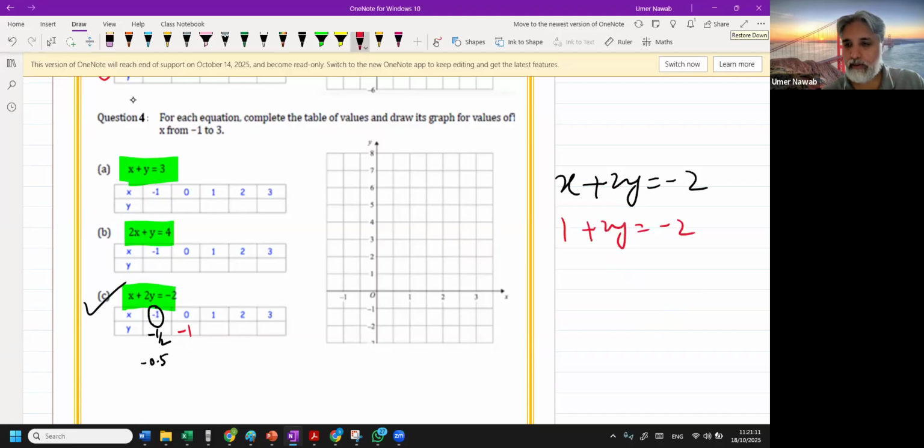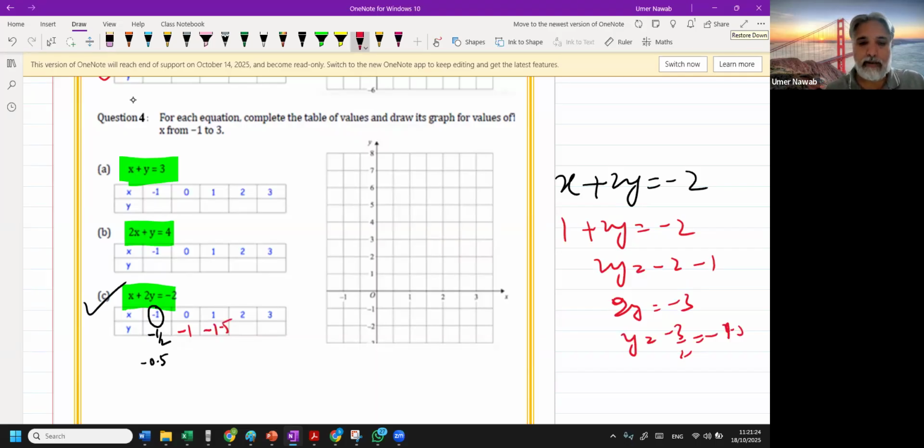Plus 2y is equal to negative 2. So 2y is equal to negative 2, negative 1. 2y is equal to negative 3, and y is equal to negative 3 over 2, which is negative 1.5. I'm going to write it. And then it will become negative 2 and then negative 2.5 in the same way.